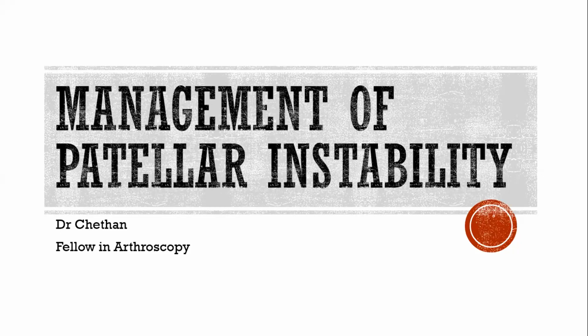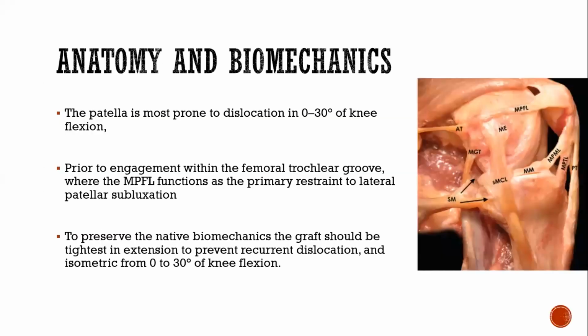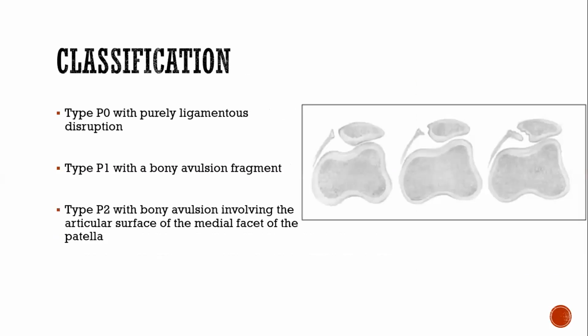Good morning, sir. I'll be talking about management of patellar instability. A brief anatomy. Patella is most prone to dislocation in 0 to 30 degrees of knee flexion. That is before the engagement of the patella within the femoral groove, where the MPFL actually functions as the primary restraint to lateral patellar subluxation. And in order to preserve the native biomechanics, the graft should be tightest in extension and isometric from 0 to 30 degrees of knee flexion.